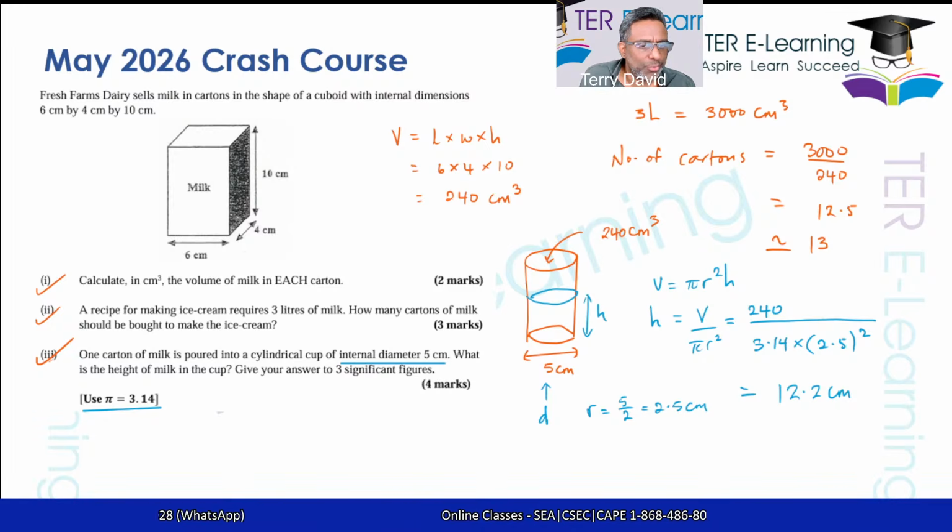I've seen instances where CXC did not give us a value for pi. And if they don't give you a value for pi, you go ahead and choose either 3.14 or 22/7, right? Any one of them you can work with, okay?